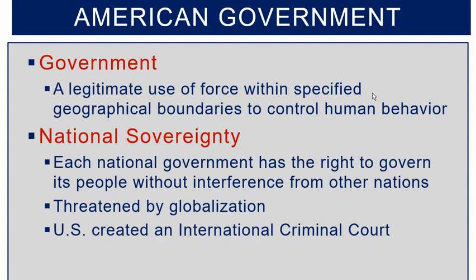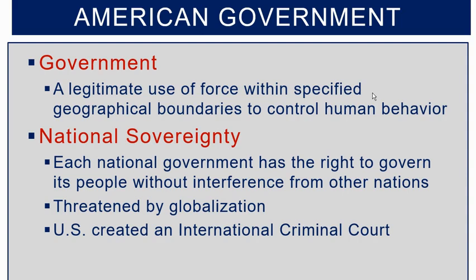Now, in order for a government to exist and to function, it has to have national sovereignty. National sovereignty means that it is a government's externally recognized right to exercise final authority over its own affairs. In other words, the United States government has the authority and the right to rule within the United States. We can pass laws within the United States that apply to United States citizens within the United States.